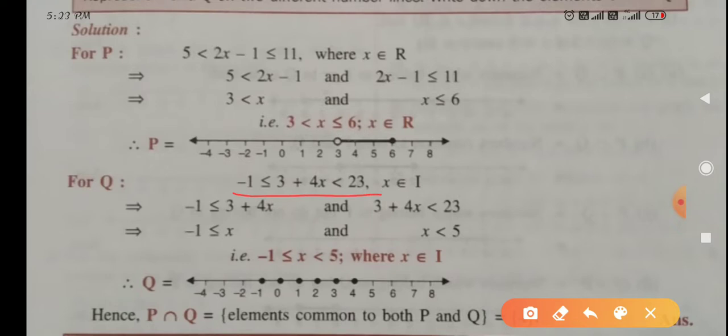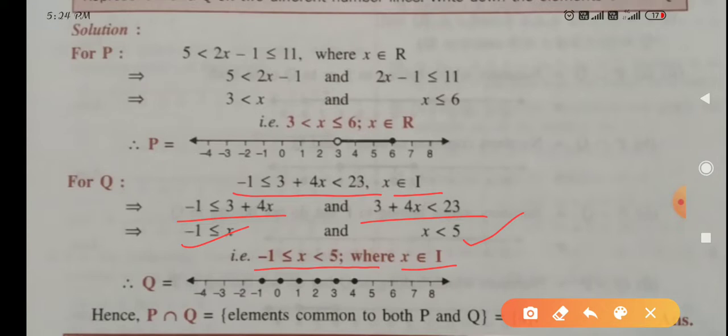Next for Q, the inequation given is minus 1 is less than or equal to 3 plus 4x is less than 23, x belongs to integers. Now separate the inequations: minus 1 is less than or equal to 3 plus 4x, and 3 plus 4x is less than 23. Solve it: minus 1 is less than or equal to x, x is less than 5. Now combine: minus 1 is less than or equal to x is less than 5, x belongs to integers.